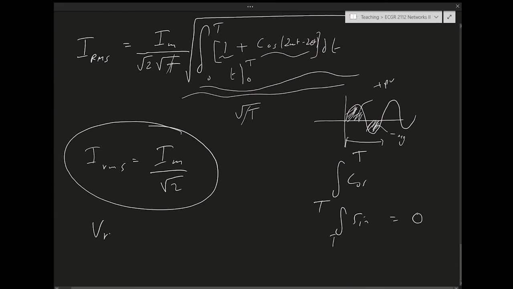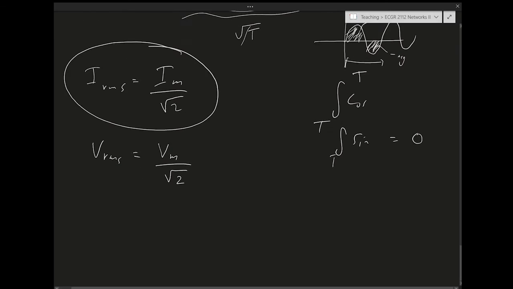Same thing for VRMS. You can do the exact same calculation. It is exactly the same. Instead we have VM instead of IM, and we end up with VRMS equals VM over square root of 2. So going from the magnitude, the peak of the voltage and the current, to the RMS value is just a matter of dividing by square root of 2.